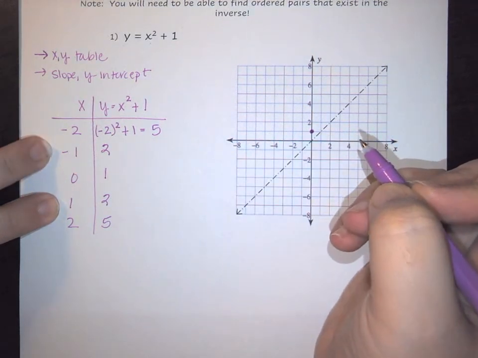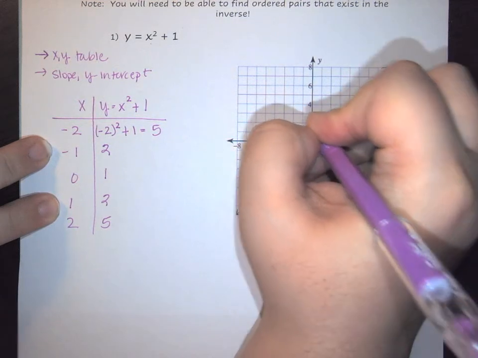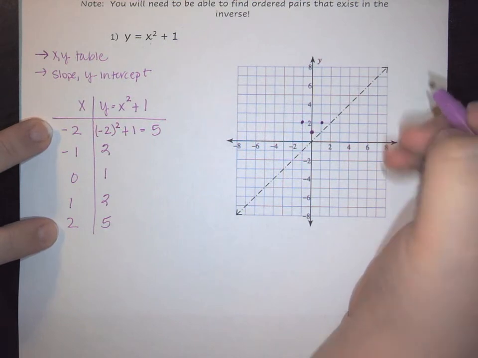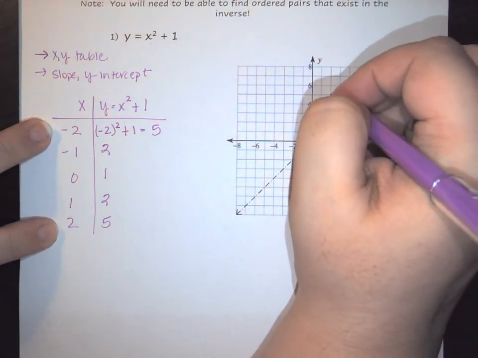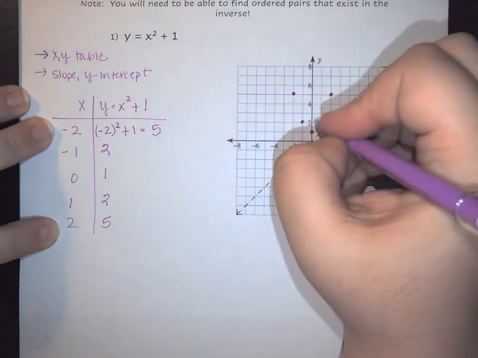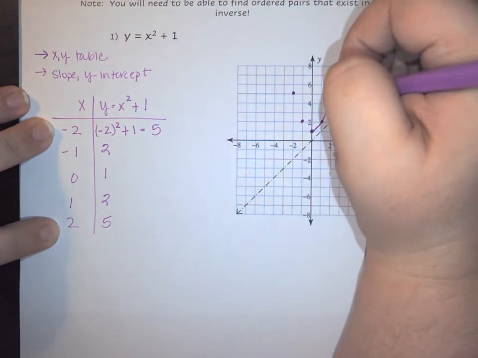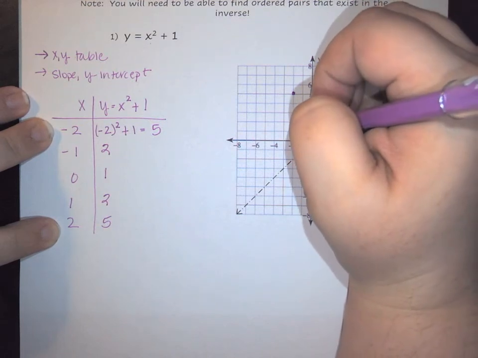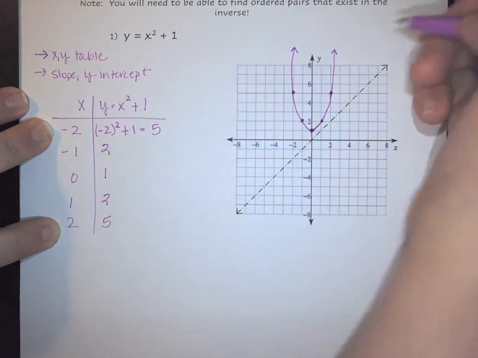Then at both -1 and 1 I'm over at 2, so 1, 1, 2, and over at 2. And then at my 2 values I'm up at 5. So 1, 2, 3, 4, 5, and then 1, 2. So I'm going to go ahead and connect my quadratic, and it's going to go up like this, and then through the other side, again, kind of go up like that.